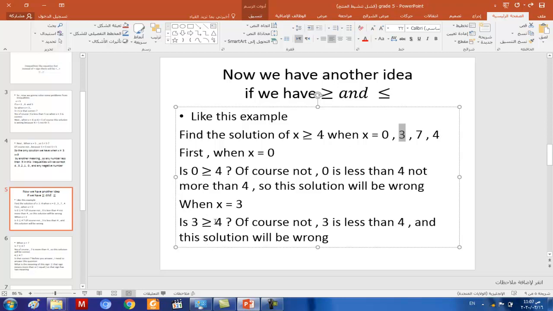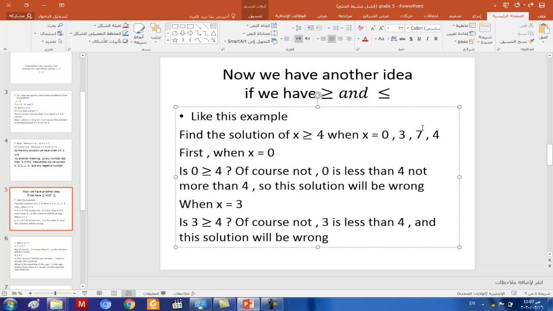Is 3 more than 4? Of course not, because 3 is less than 4. So this solution will be wrong. Why? Because 3 is less than 4, and the inequality here needs a number more than or equal to 4. So this 3 will be wrong.